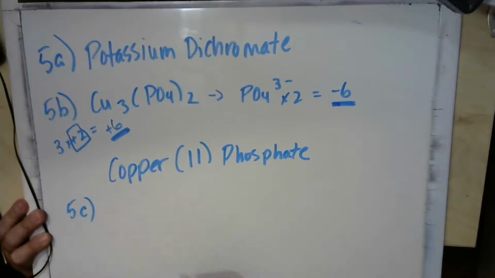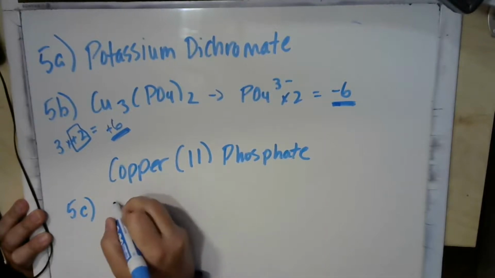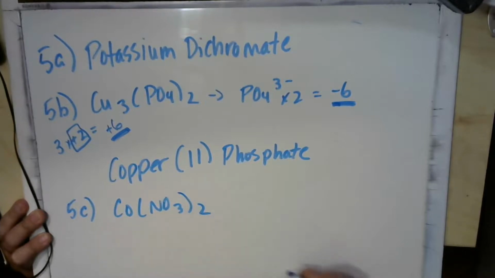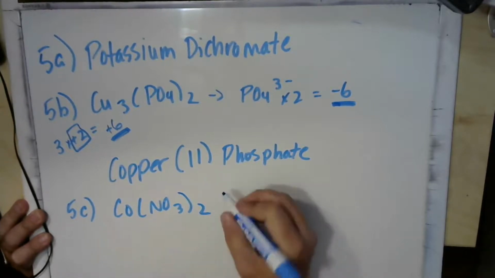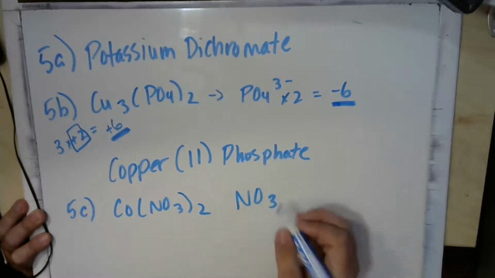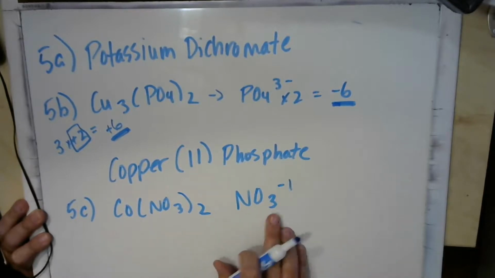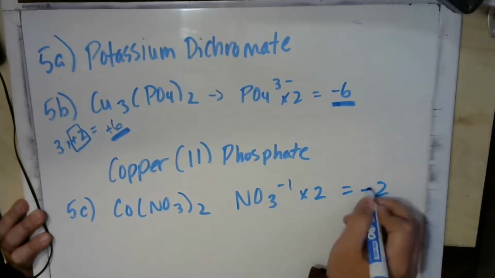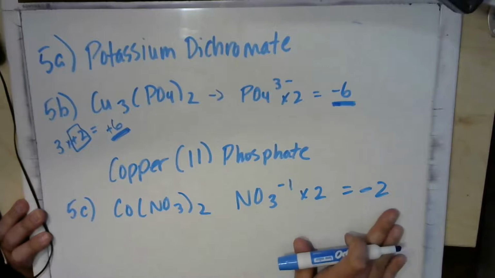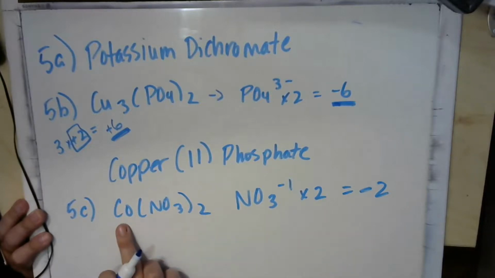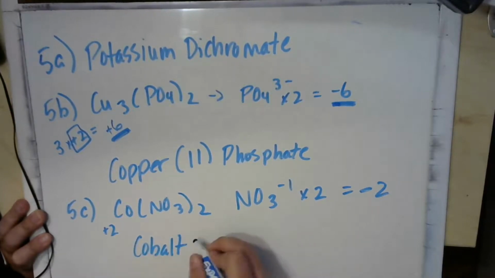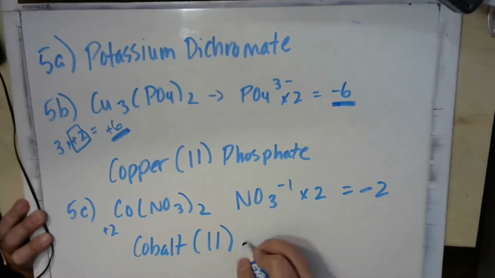Okay, our next example, we're going to do something similar. We have Co(NO3)2. We know that each nitrate has a -1 charge. There are 2 of them, which means the total anion charge is -2. That means that this cobalt has to be a +2 charge. So the name has to be cobalt(II) nitrate.